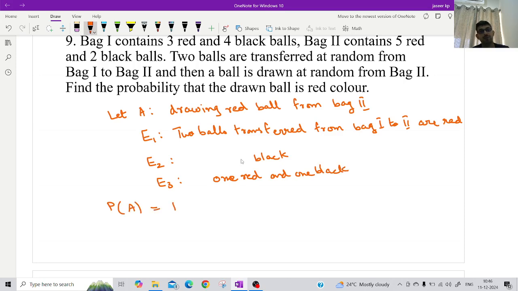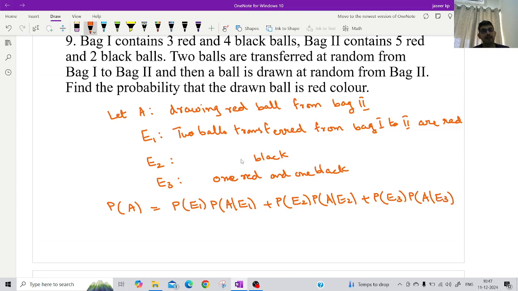So this is also a question of total probability. P of A is P of E1 times P of A given E1, plus P of E2 times P of A given E2, plus P of E3 times P of A given E3.